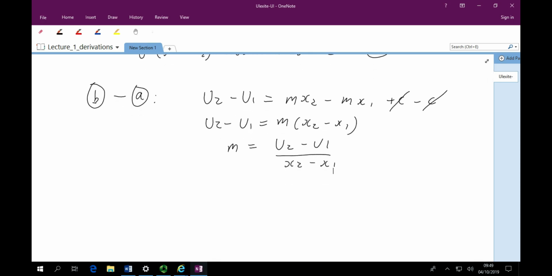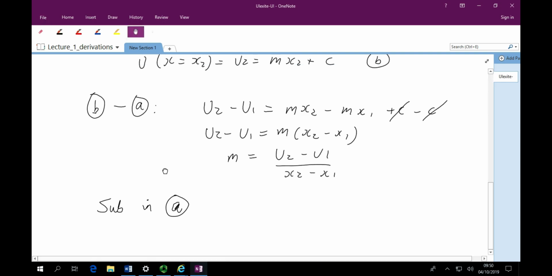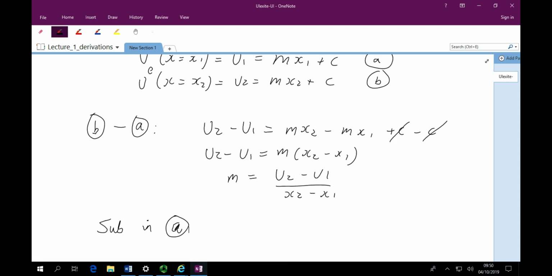So now we know this value of m, we can substitute that back into one of the two equations, either a or b. So I'm going to substitute into equation a. Equation a we can just about see there at the top. So what we're going to do is we have u1 is equal to brackets, so we're just putting in the value of m that we know.